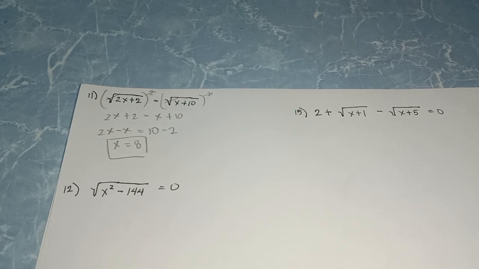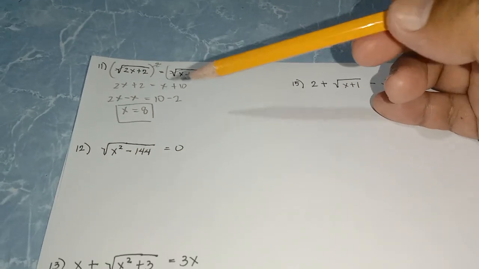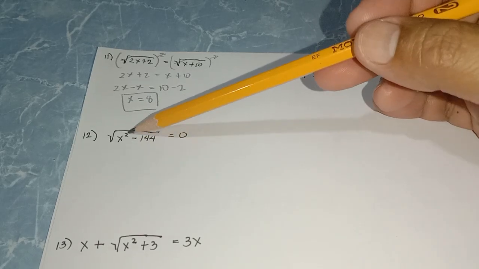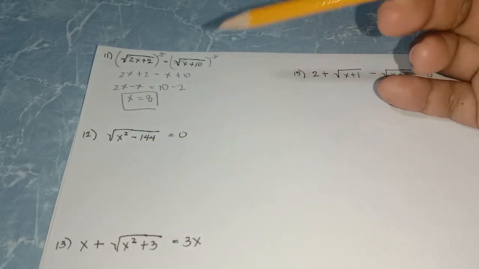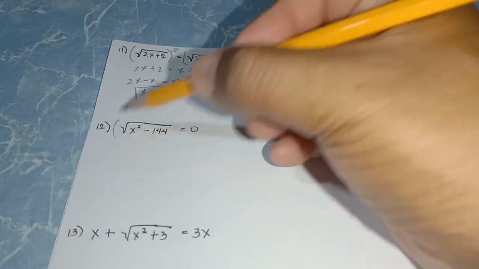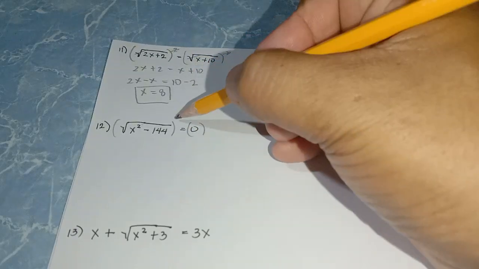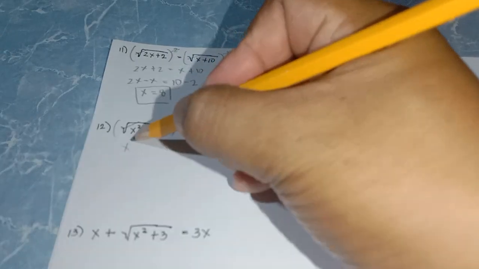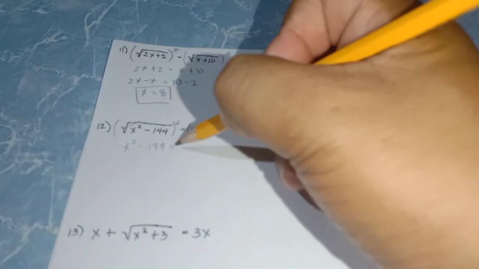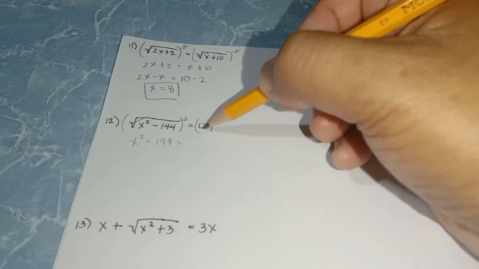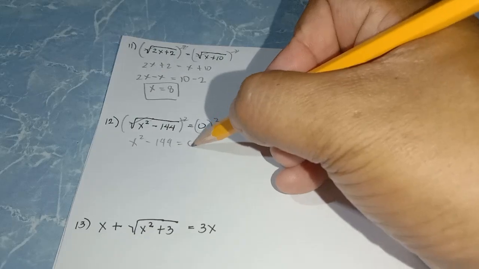Next tayo. Number 12. Okay, given number 12, we have the square root of x squared minus 144 is equal to 0. Bakit may 0 na? Okay, mas madali yan. Tanggalin natin ang radical sign. Squared natin both sides. Cancel ang radical, cancel exponent. X squared minus 144 is equal to 0 times 0. 0 squared, 0 times 0, siyempre yan ay 0.